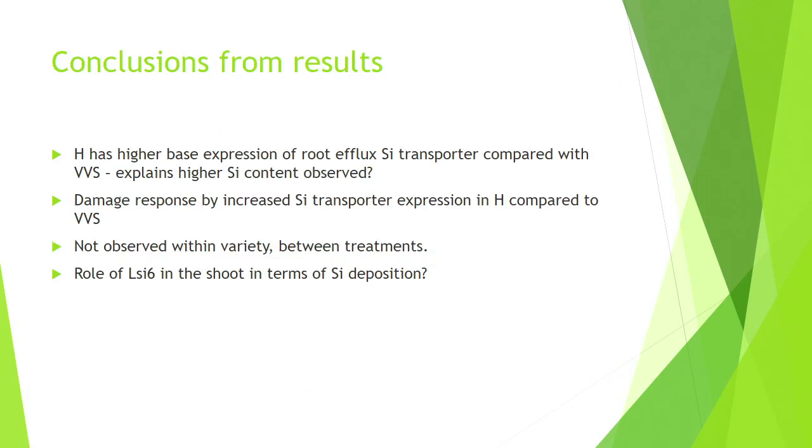So overall, the harsh variety has a higher base expression of the root efflux transporter, and this might explain why we quite often see much more silicon present in this variety compared to the soft variety. And we do see a molecular explanation for the damage response in terms of the increase in silicon in the damaged plants of the harsh variety. Something that's important is I haven't actually looked at the role of LSI6 in the shoot, so that would be something I would look into in the future, to see if it's being upregulated as well in terms of the silicon deposition.